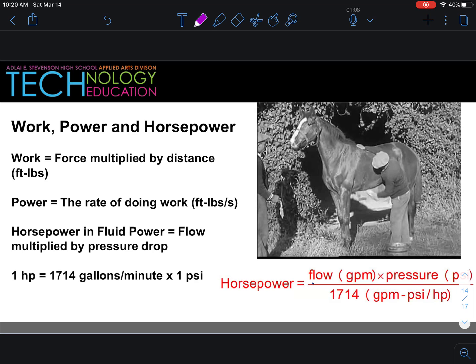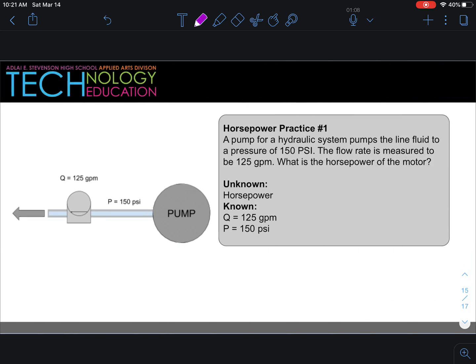Then horsepower is the flow multiplied by pressure drop or change in pressure. We have a constant over here. 1 horsepower is equal to 1,714 gallons per minute per PSI. So that is what we are looking at over here. In our equation, we have got our flow times our pressure change over this constant that is horsepower. So we're going to try this out in a practice problem. So let's see what that looks like.